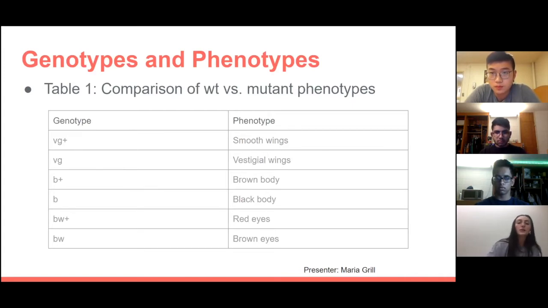And quickly here on our table, we have the comparison of the wild type versus the mutant phenotypes. As for the wing type, we have the wild type, which is just the smooth wings, and then we have the mutant type, which is the vestigial wings. Then we have 2 different body colors that we found. B+ indicates the brown body, and B indicates the black body. And then we had the 2 different eye colors indicated by the plus sign, which was the red eyes, and then BW, which is the brown eyes.